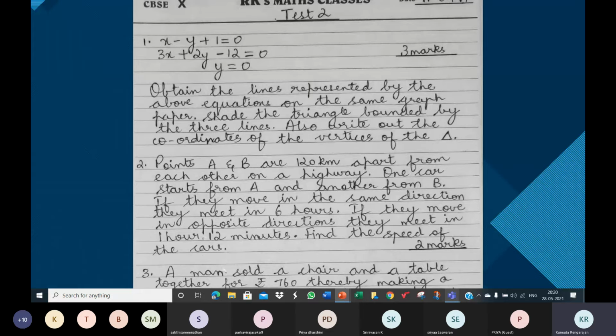Minus 1, comma 0. So the graph of the first equation, x minus y plus 1 is equal to 0, the straight line of this equation cuts the x-axis at minus 1, comma 0. Where does it cut the y-axis? 0, 1. That's right. 0, 1.